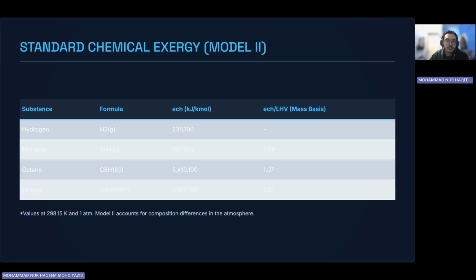Standard chemical exergy, model 2. We can see here substances like hydrogen, methane, octane, and ethanol, each with a different value of e^CH and e^CH over LHV, which is the mass basis. Do note these values are obtained at 298.15 Kelvin and at 1 atmosphere pressure.